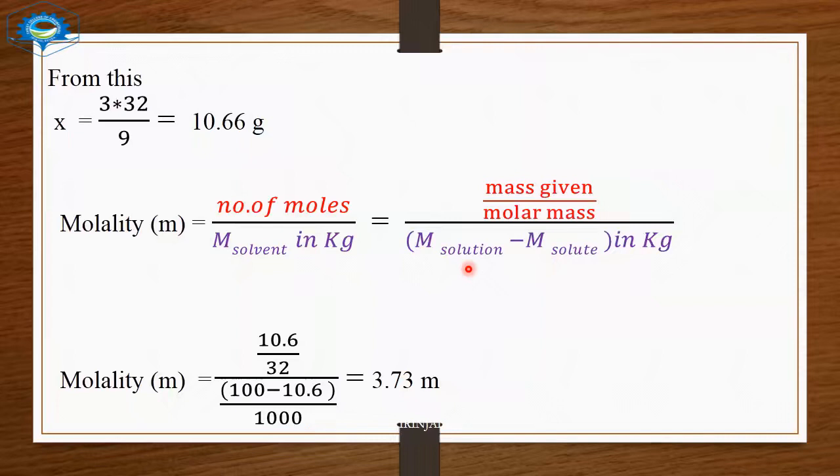For the mass of solution, we considered X percentage, that is 10.6 percentage, that is 10.6 dissolved in 100 gram solution. So mass of solution is 100 gram, mass of solute 10.6, which we found, in gram. In order to convert gram into kilogram, divide by 1000. So the final answer will be 3.73 molar.